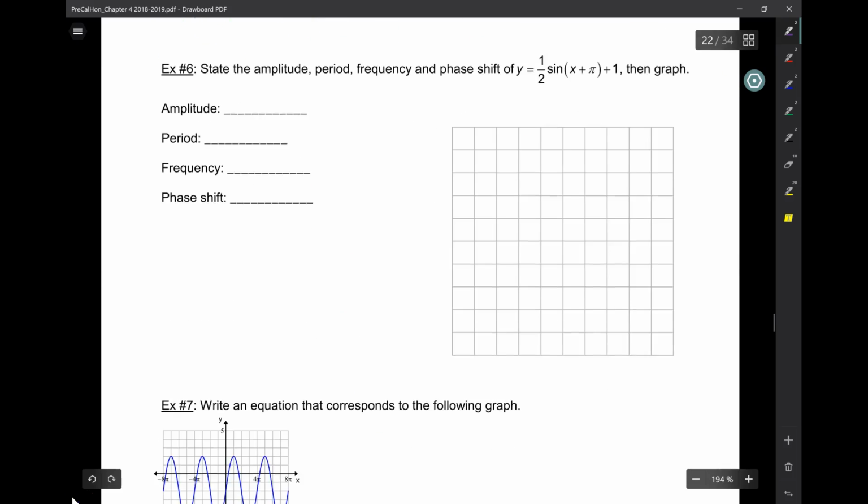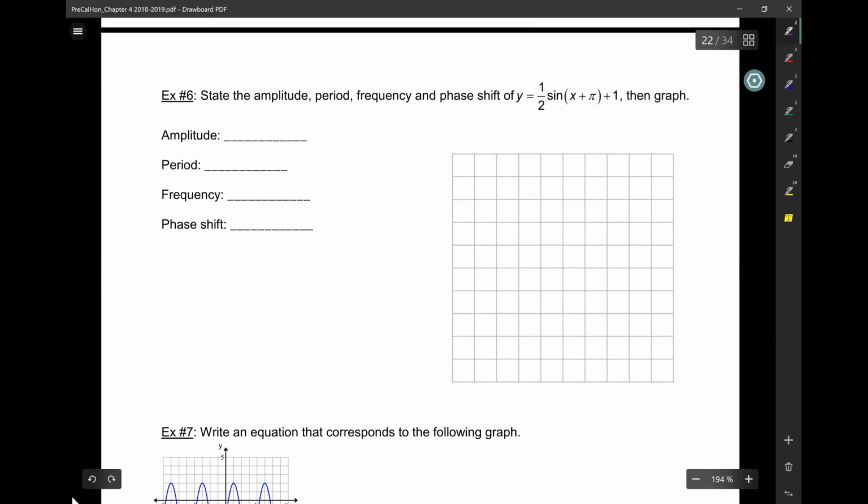Next one. Here we go. Amplitude, period, and so on. Okay, take a look here. All right, what is the amplitude here? 1/2. It's a small amplitude this time.